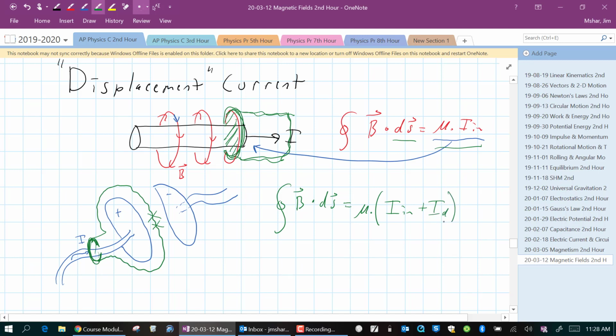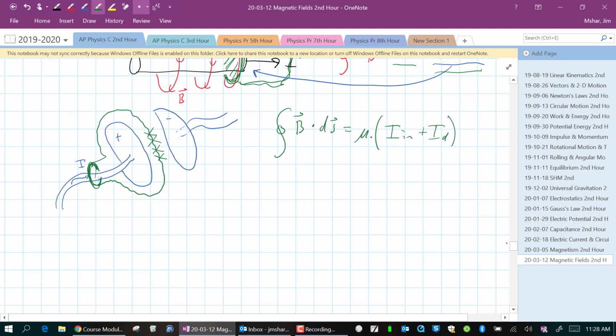And D is what we call displacement current. It's kind of like an imaginary current that passes through this surface that we've kind of blown up, okay? Now, having said that, there's some other background we need to talk about before we can start doing calculations with that. If you'll recall, we have Gauss's law.